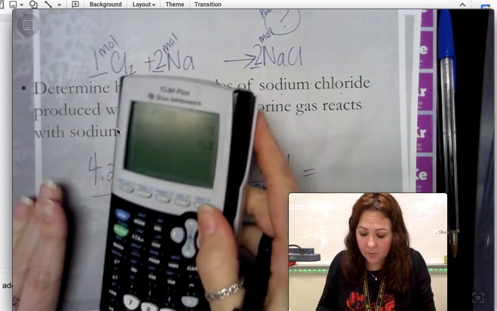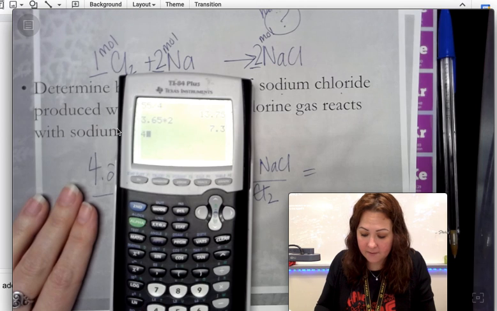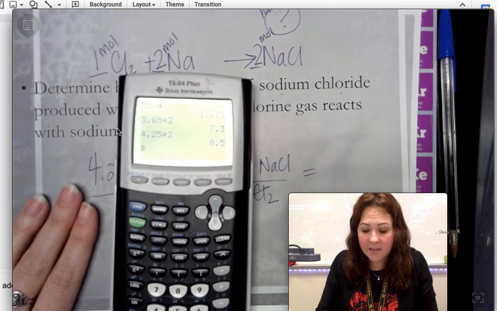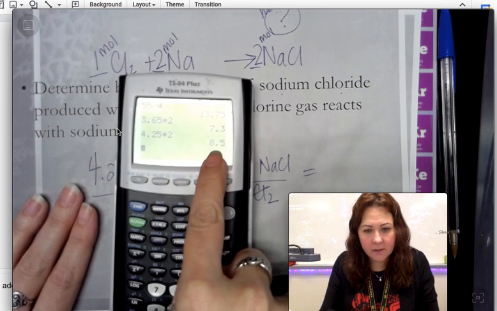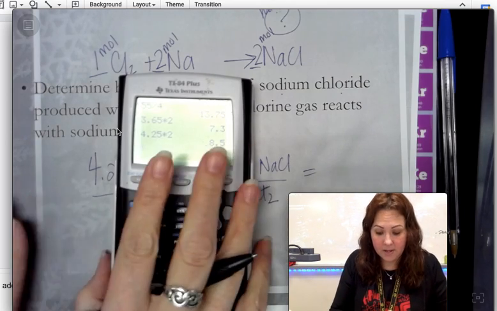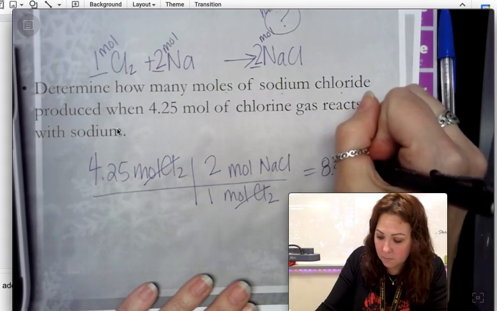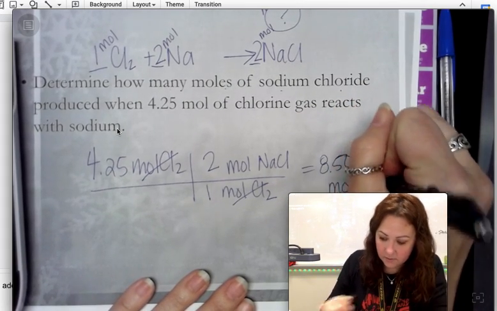So again, I'm going to get my calculator. 4.25 times 2 divided by 1, I can skip. Again, my calculator just has 2 sig figs. I actually need 3. So I'm going to put down my answer, 8.50 moles of NaCl.